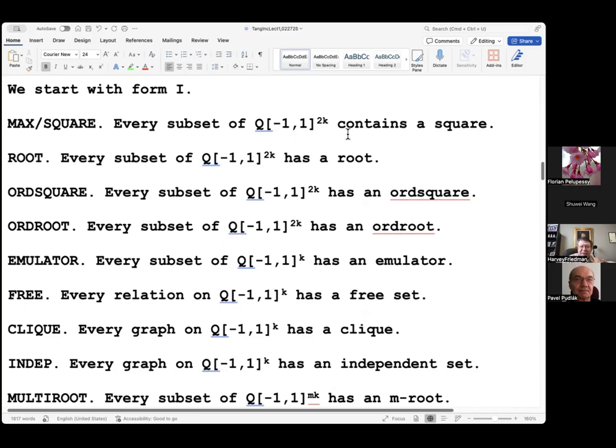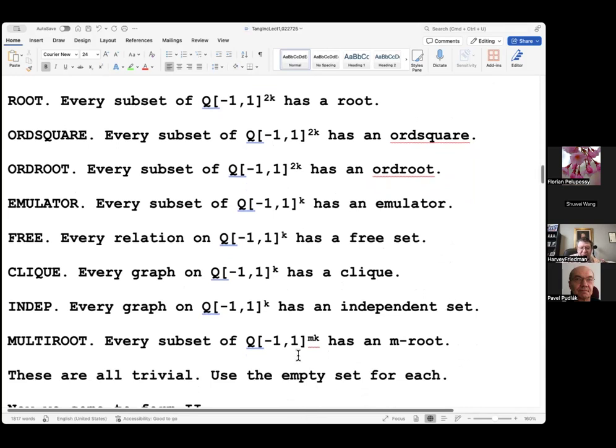Every subset contains a square. Every subset has a root. Every subset has an Ord square. Every subset has an Ord root. Every subset has an emulator. Every relation has a free set. Every graph has a clique. Every graph has an independent set.